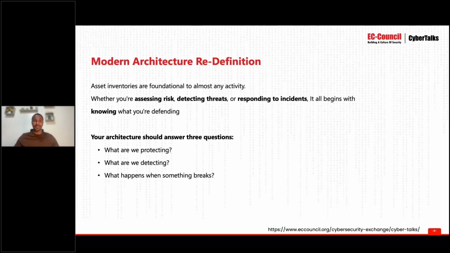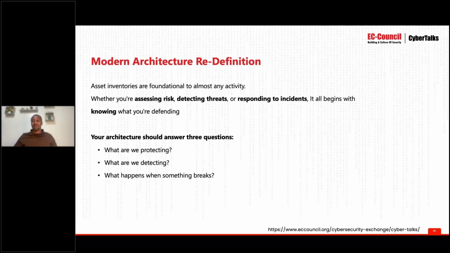If you look at the modern architecture, the redefinition is that asset inventory is the foundation for every activity. Whether you're assessing risk, detecting risk, or responding to incidents, it all begins with knowing exactly what you are defending. So many of us have so many tools in our organizations. I was talking to a client recently, and he says we have our firewall, we have our EDR, we have this, we have that, we have everything.